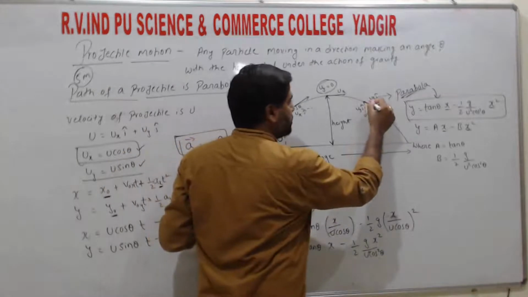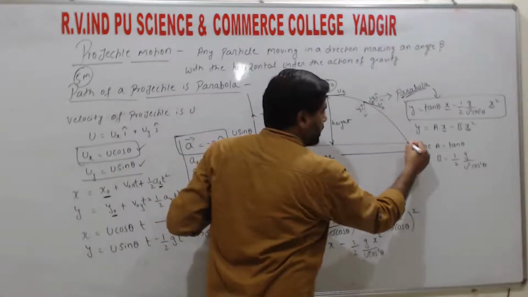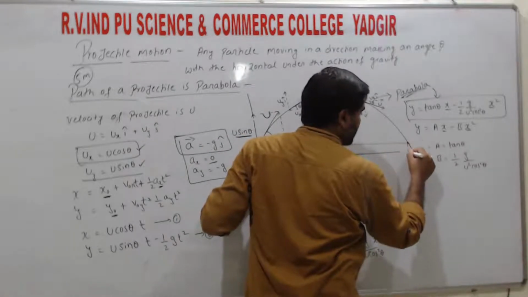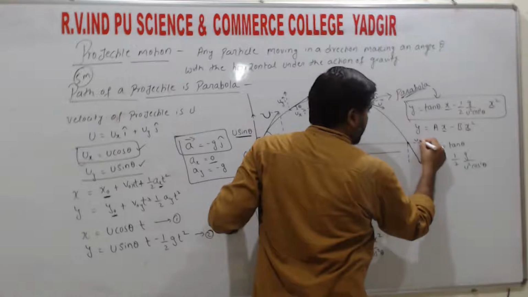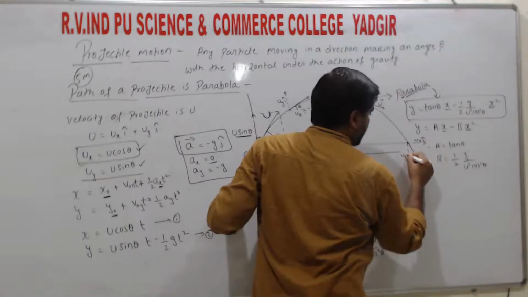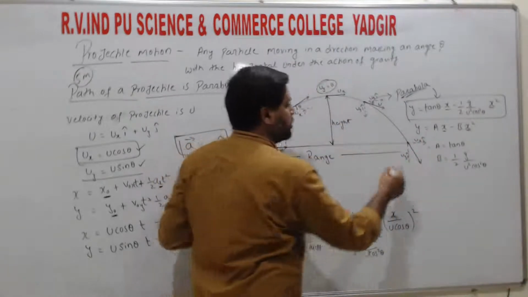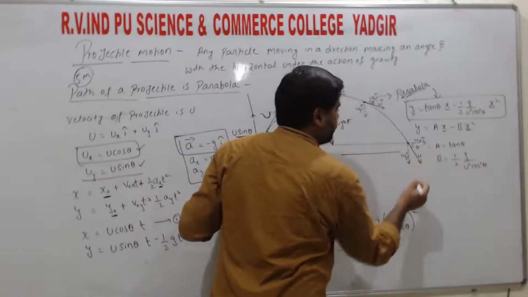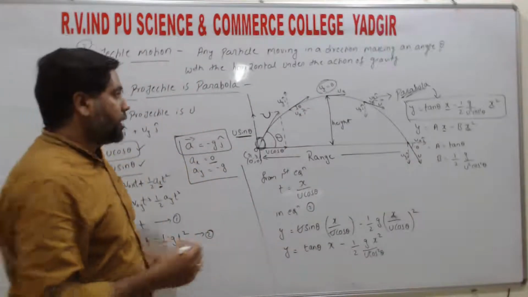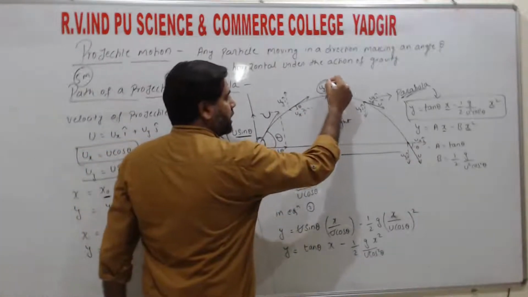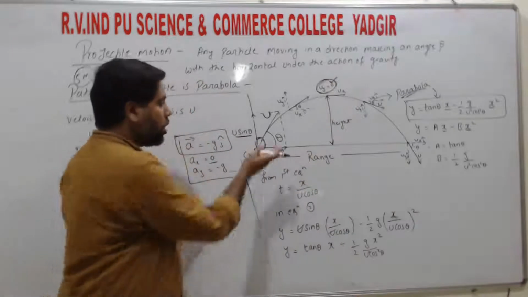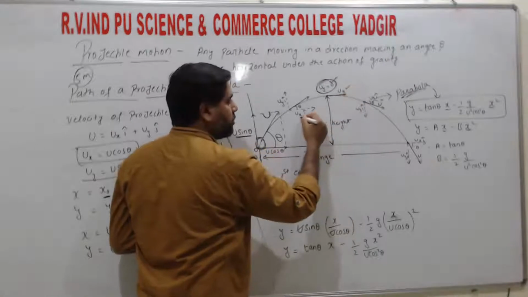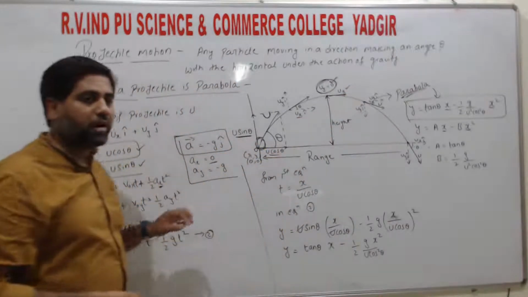So this is the angle theta. Somewhere here, the direction is like this. So ux i cap, uy j cap, right? So the angle is minus theta. So this is u. So when the maximum height is reached, the vertical velocity is 0. So in all the cases the horizontal velocity always remains the same, that is, ux always remains constant, right?